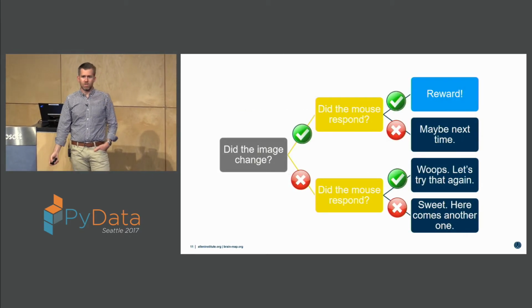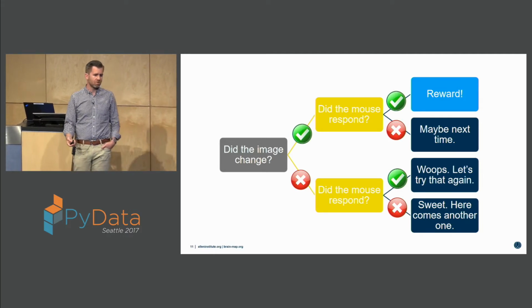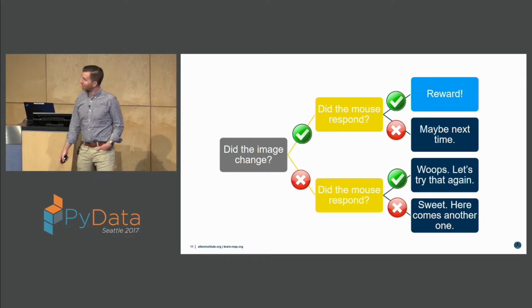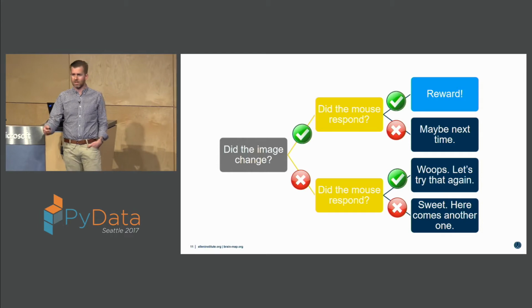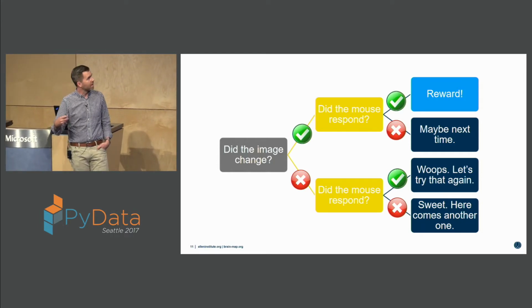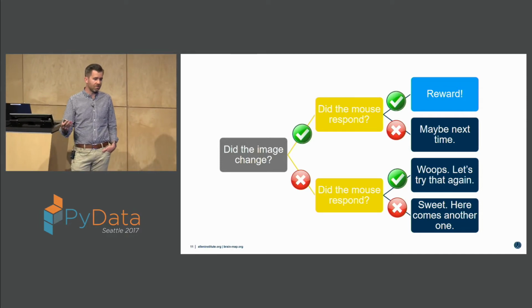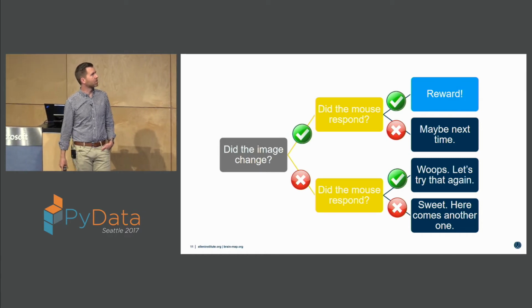And in order to train animals to do this, there's a fairly basic algorithm that's been formalized for many years and used for many years beyond that to reinforce their behavior. And basically, we follow this little graph. So did the image change? If the image changed, then we ask, did the mouse respond? If the mouse did respond, then they get a reward. If the mouse did not respond, then maybe they'll get a reward next time. On the other hand, if the image did not change and the mouse responds, then they need to be presented the trial again. And if they did not respond correctly, then they'll get another chance soon.